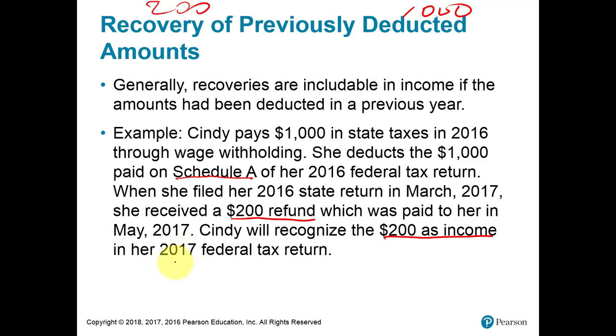The reason why is that $200 is included in this $1,000 that she deducted, and she reduced her taxes. When you recover part of this, you got to report it as income. It's fair, right? You got a benefit of reducing your taxes, and if you get back that deduction, now you got to report it as income and pay taxes on this.